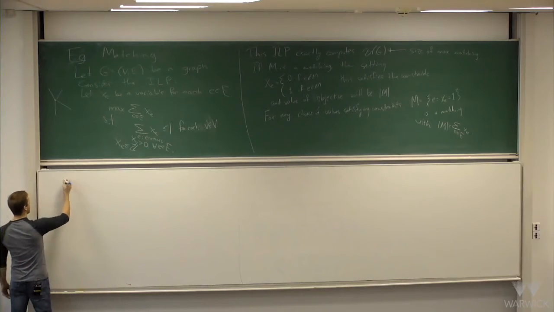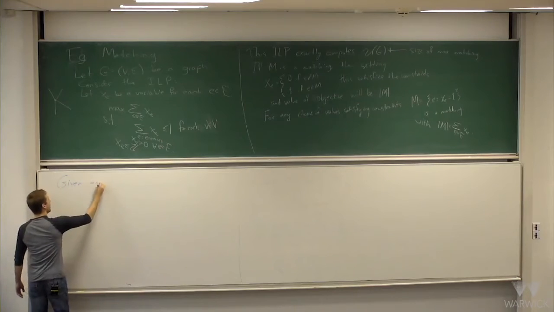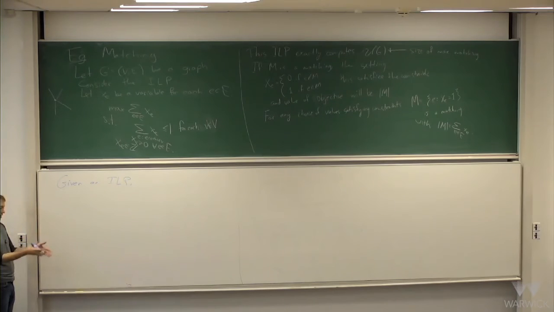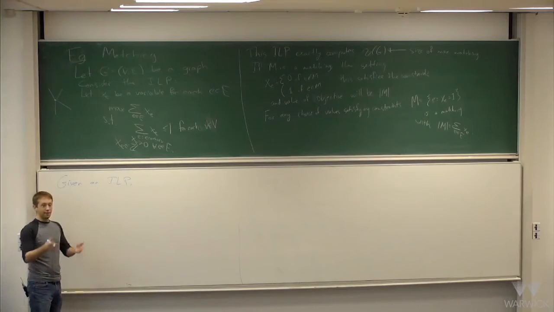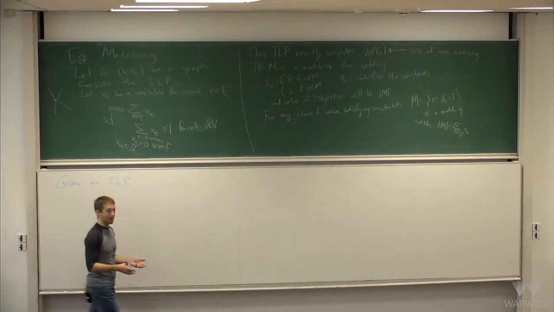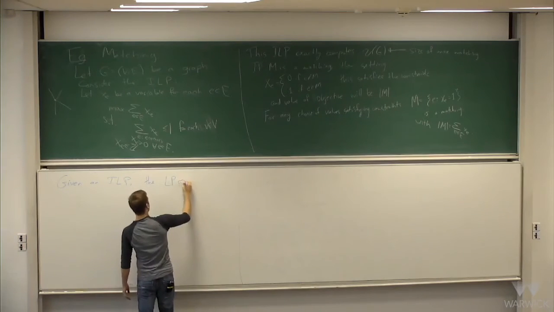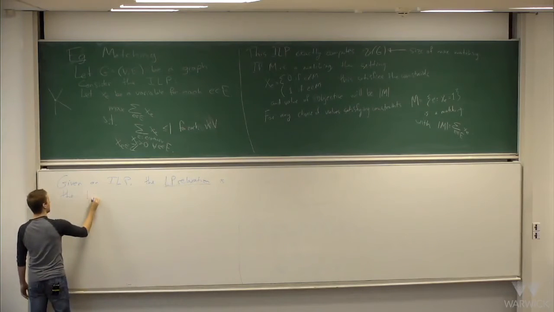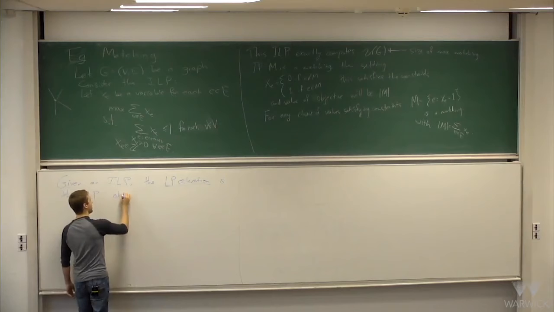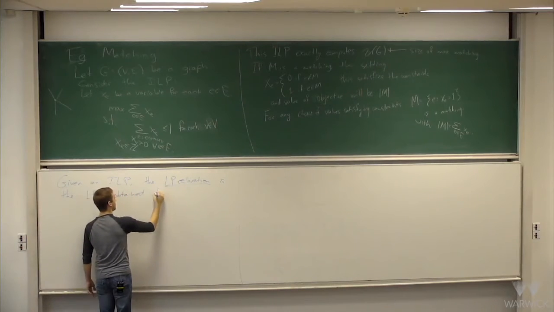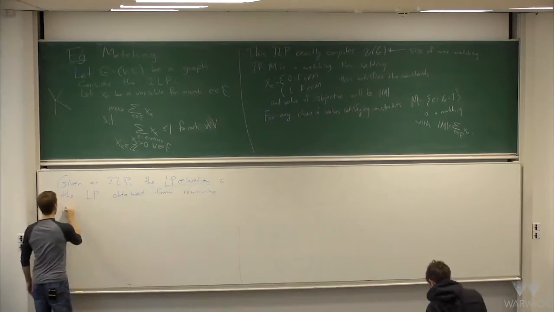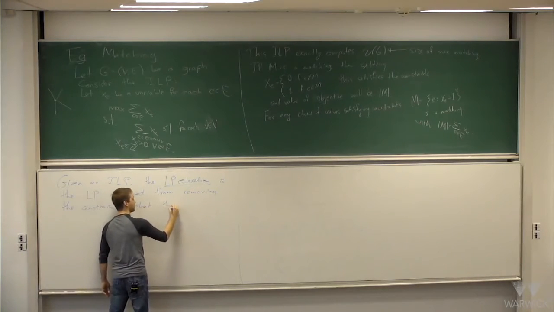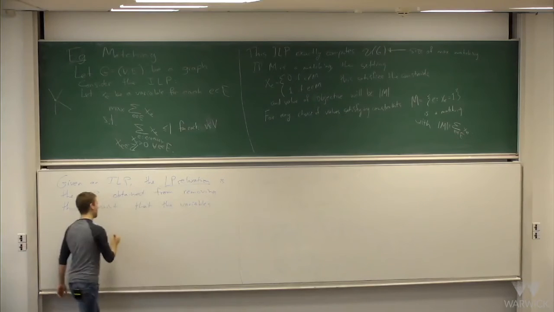Okay, so let me just say, given an integer linear program, you always have this constraint that the variables are integers. If you remove that constraint, that gives you a linear program, which we call the LP relaxation. So the LP relaxation is the linear program obtained from removing the constraint that the variables are integers.